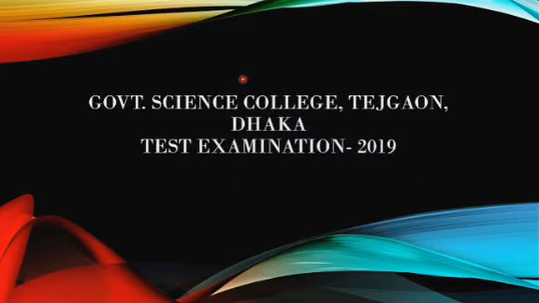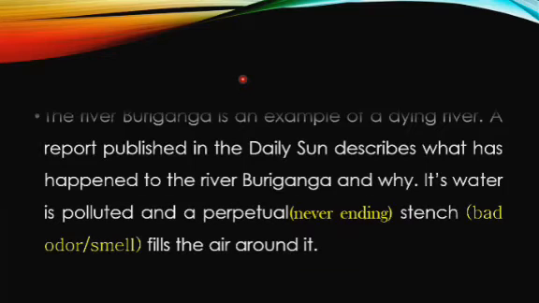We have selected a sample question from Government Science College, Tejgarh, Dhaka, Test Examination 2019. We will be practicing question number 1A and 1B from this question. But before that, let us go through the lines that are given over here, and the passage talks about water pollution of the rivers in and around Dhaka city, and especially Buriganga. The river Buriganga is an example of a dying river.